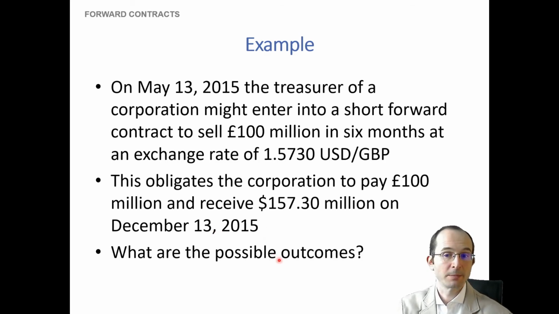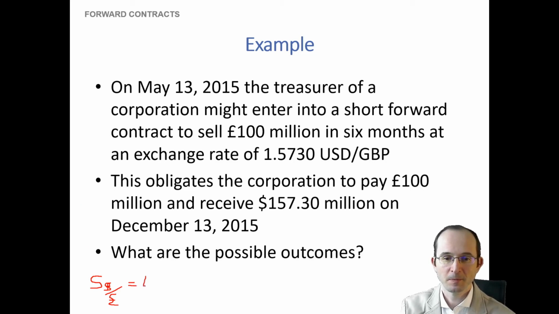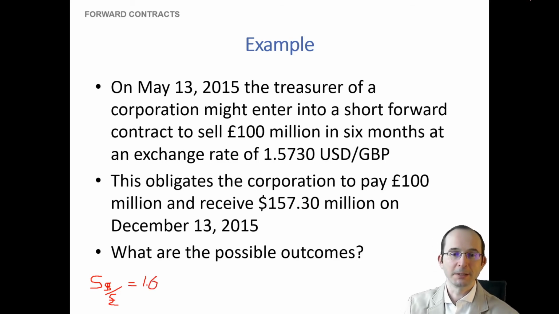What are the possible outcomes? Well, really it's just a matter of, is the spot exchange rate above or below the forward rate that we have locked in? So let's say the spot dollar to pound exchange rate, that is $1, I promise you, even if it may not look like it. The spot dollar to pound exchange rate, let's say that is 1.6 dollars per pound in December. Well, what would that mean for the value of our forward contract? Well, we've committed to sell 100 million pounds for $157.3 million.